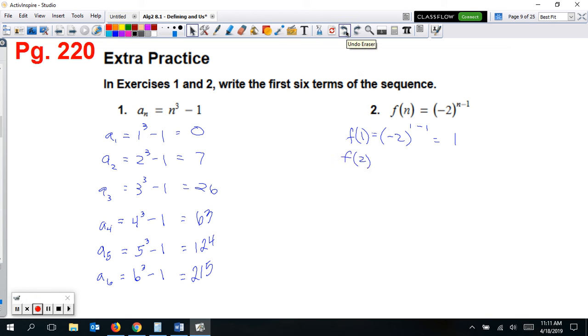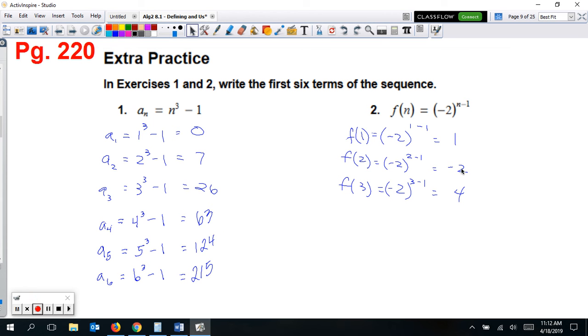Go on to 2, so f of 2, so it's going to be negative 2. 2 minus 1 is going to be the exponent. So 2 minus 1 is 1, and anything to the first power is whatever the base is, so that's just going to be negative 2 then. And then number 3, so 3 minus 1 is the exponent now, so that's going to be 2. Negative 2 squared is going to be positive 4.